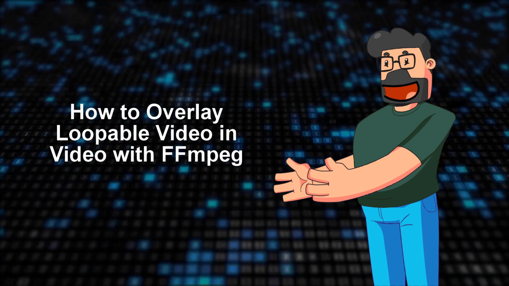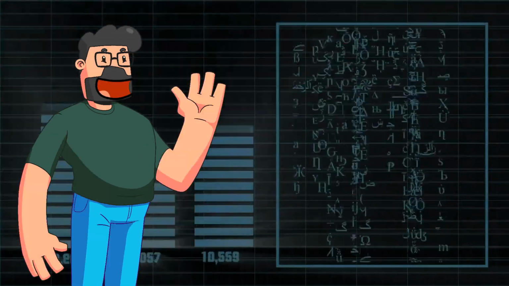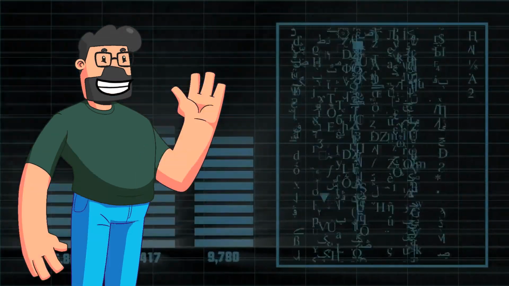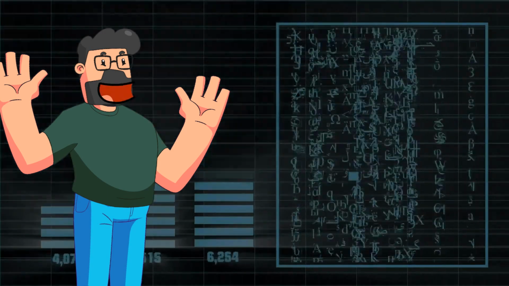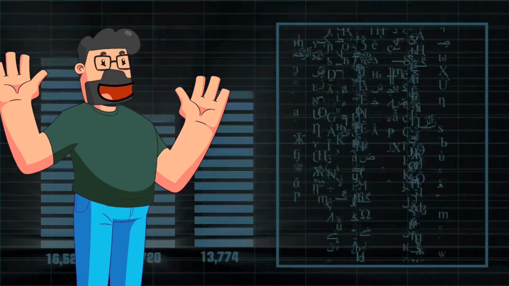visually appealing composite video. In summary, we've successfully tackled the challenge of looping a .mov video with an alpha channel every 30 seconds for overlay in a background video using FFmpeg.